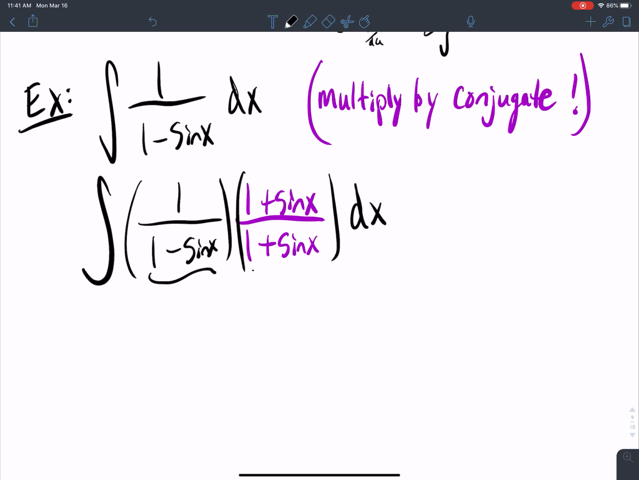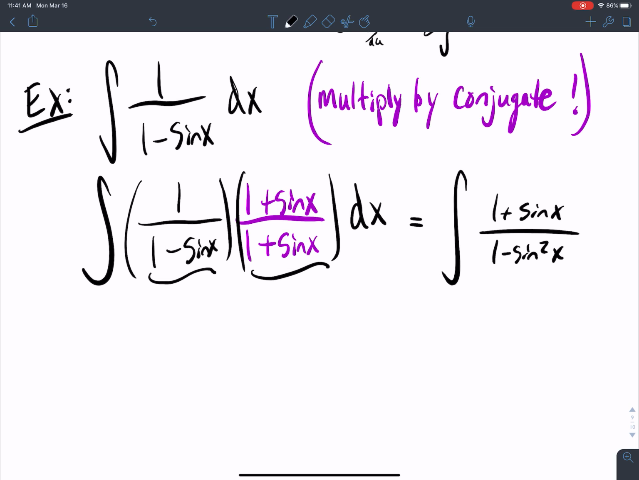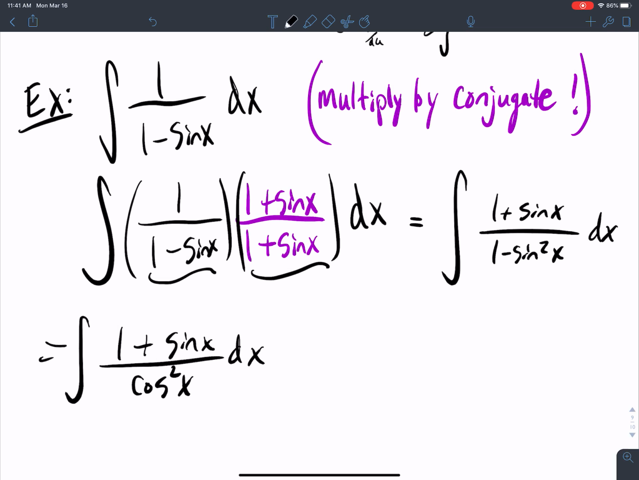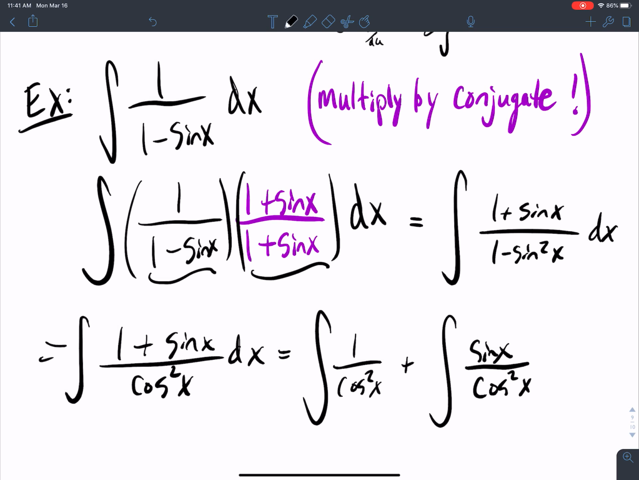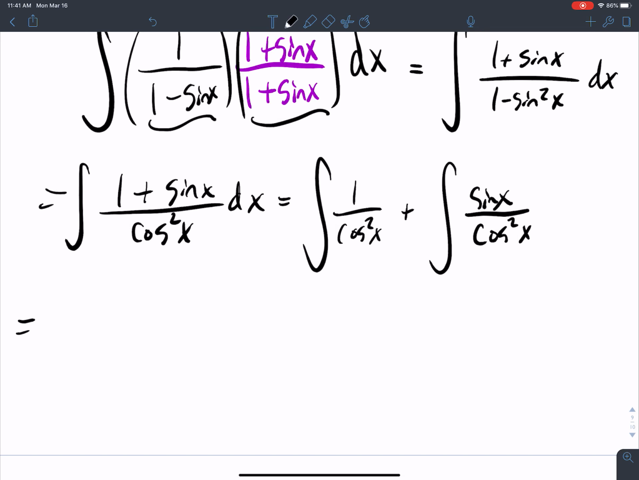So when I multiply this and this together, in the denominator, I'm going to get 1 minus sine squared x, which is pretty cool for us. Why is this a good thing? Why does this help? Because this is really just cosine squared x in the denominator. And now I can use long division to simplify. I get 1 over cosine squared x plus sine x over cosine squared x. Okay? So this becomes the integral of secant squared x.